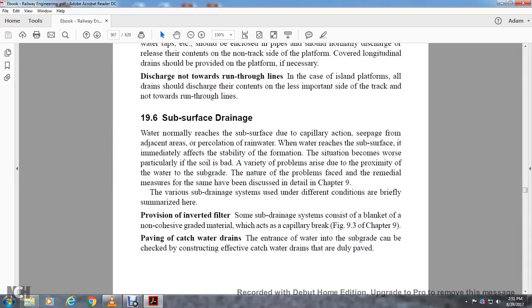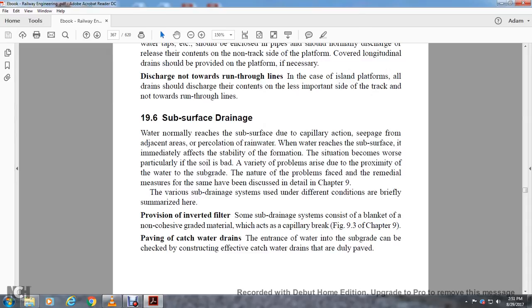9.6 Subsurface drainage. Normally, due to capillary action, seepage from the adjacent area or percolation of rainwater, the water reaches the subsurface, with an immediate effect on the stability of the formation. The situation becomes worse, particularly if the soil has volume variation problems that arise due to the proximity of water to the subgrade. The nature of the problem faced and the remedial measures for the same are discussed in Chapter 9. The sub-drainage systems under different conditions are briefly summarized here.